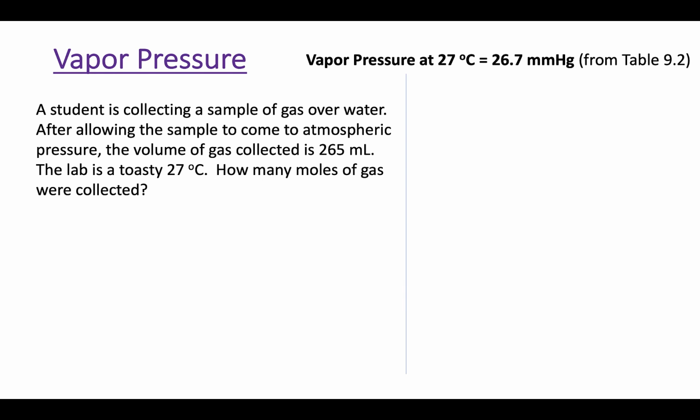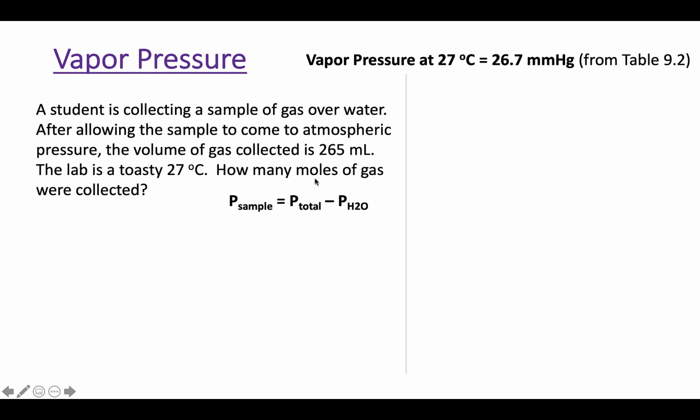Alright, so the student is again collecting a sample of gas over water. We are at atmospheric pressure, so again, let's just assume that that's 760 millimeters mercury, 1 atmosphere. And we have a volume that we're collecting. The lab is a certain temperature, and here I've even given us the vapor pressure, but you should be familiar with how to obtain this, as well as where in OpenStax you can find the vapor pressure, right? Table 9.2. And so again, the question is how many moles of gas were collected?